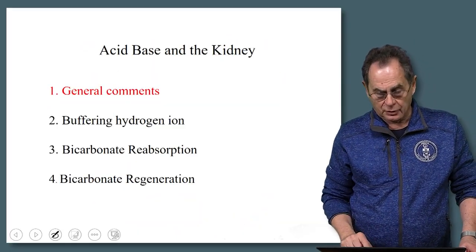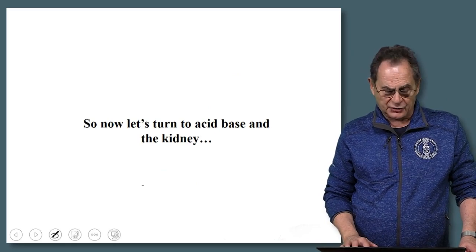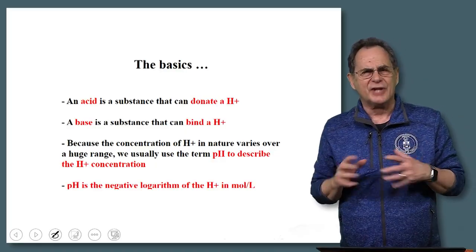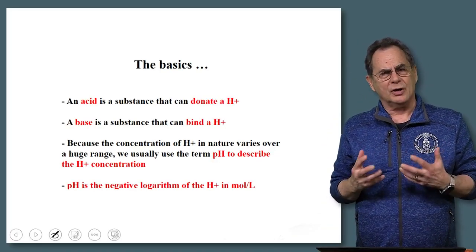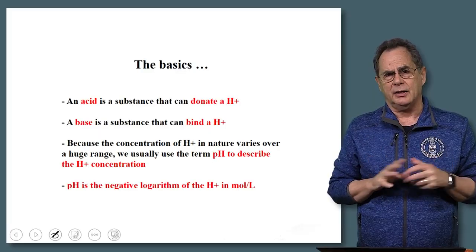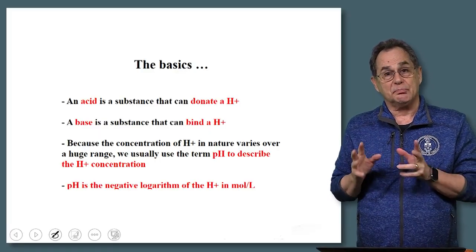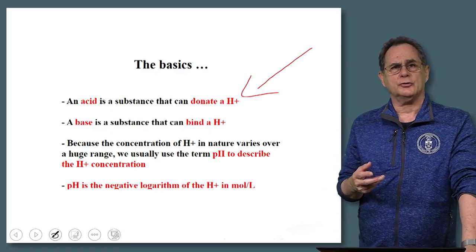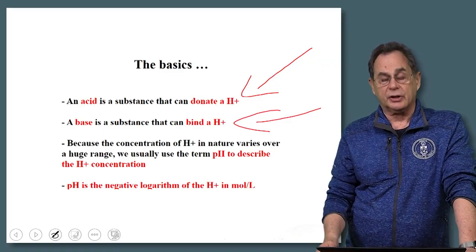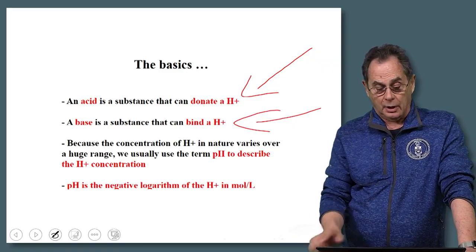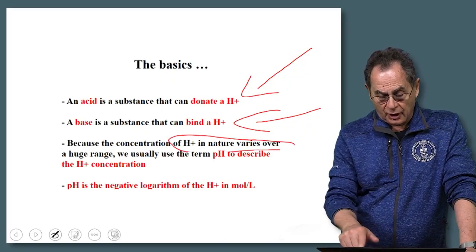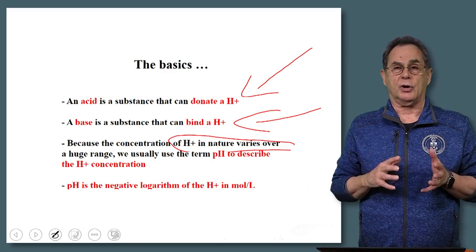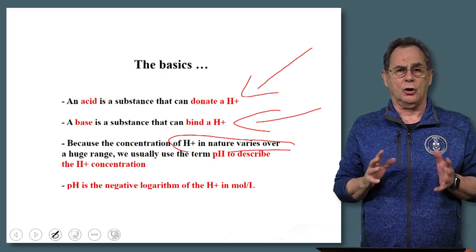Now, general comments about acid-base in the kidney. Some things are probably so simple that we really don't have to think about them, but it just sets the stage for us to better understand some of the functions of the kidney in terms of maintaining acid-base balance or homeostasis. So of course, acid is a substance that can donate a hydrogen ion, and a base is a substance that can bind a hydrogen ion. And the concentrations of hydrogen ion vary over a large range, and so as a consequence, we use the pH to describe the hydrogen ion concentration, which is a log scale.